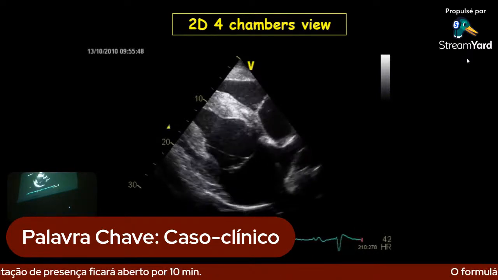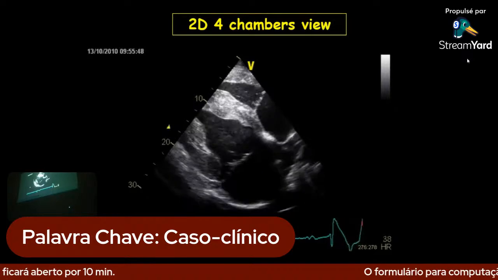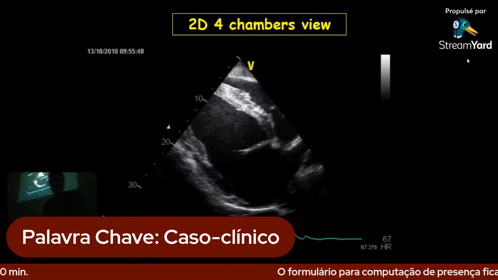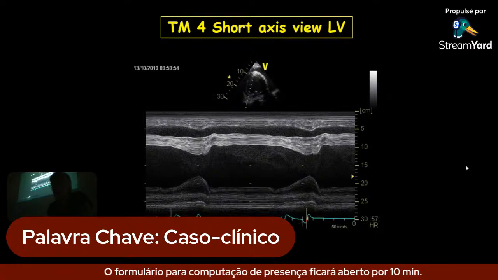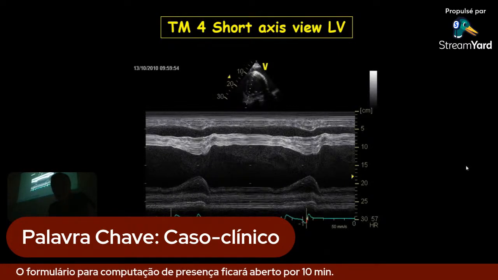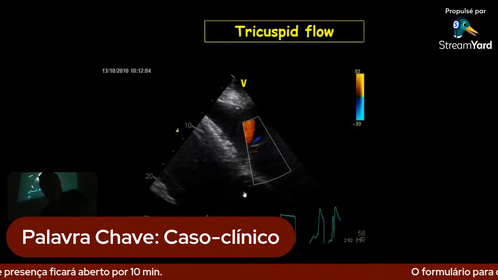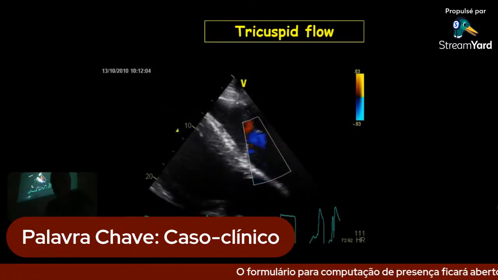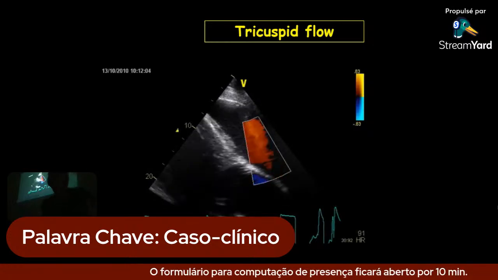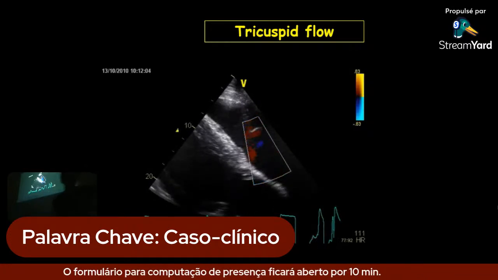Here, do you see something abnormal? No. The first view is completely normal. Nothing special. Okay. I do the M mode, short axis, completely normal also. Okay. We do the tricuspid flow. Oh. Some of you said tricuspid insufficiency.